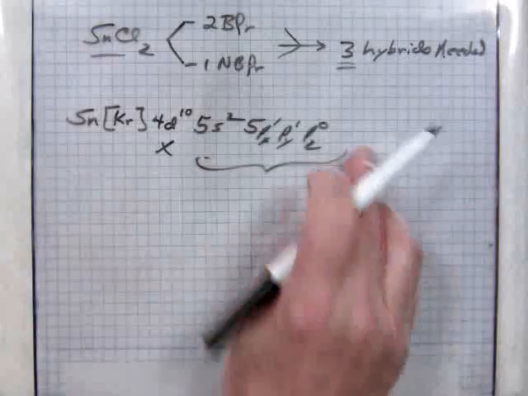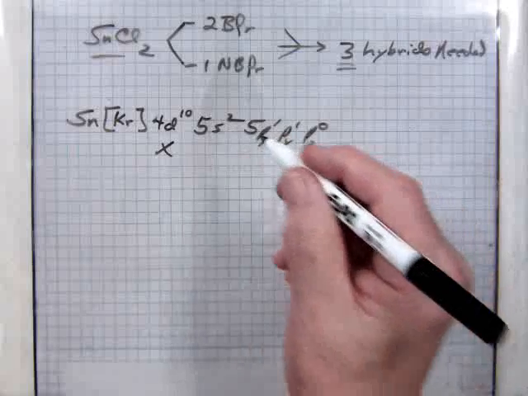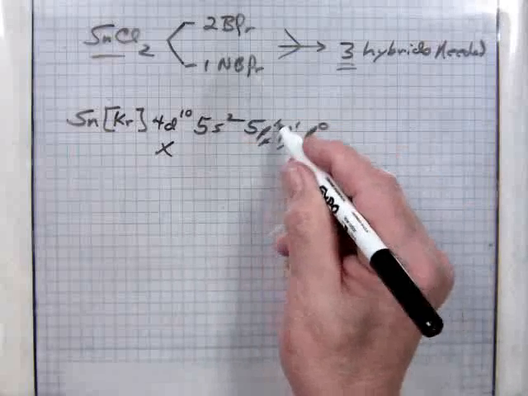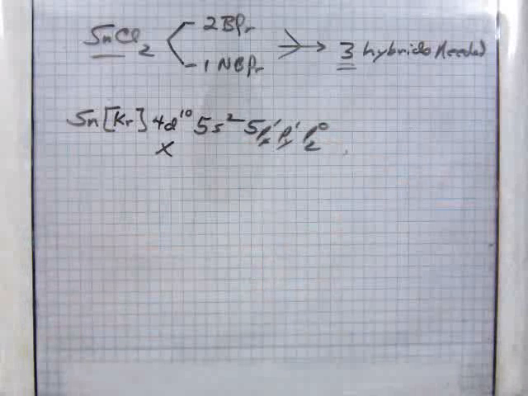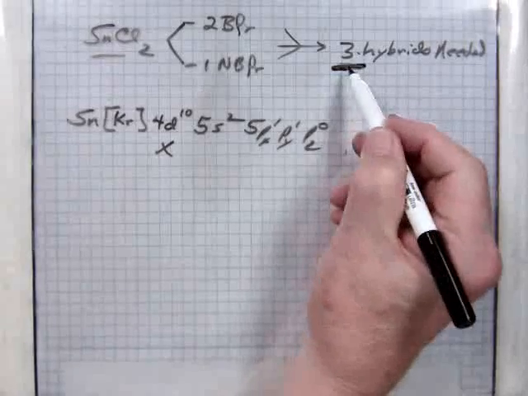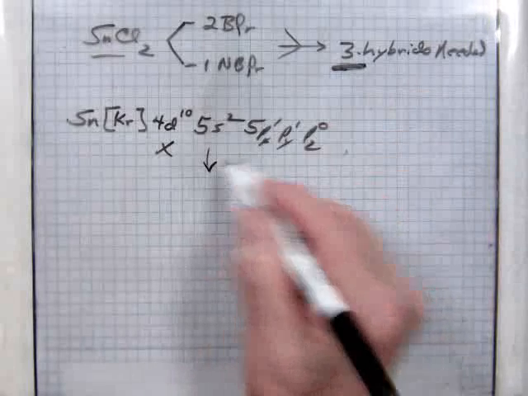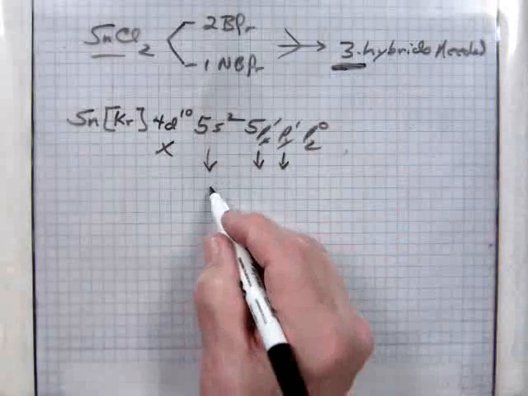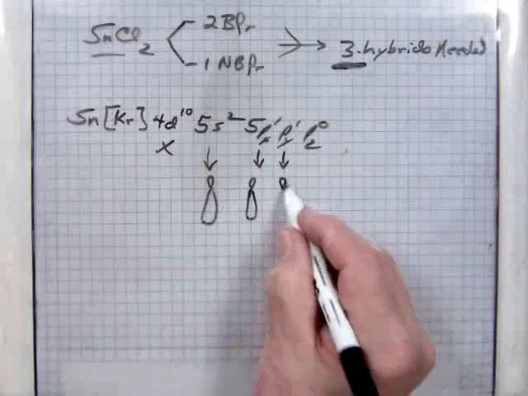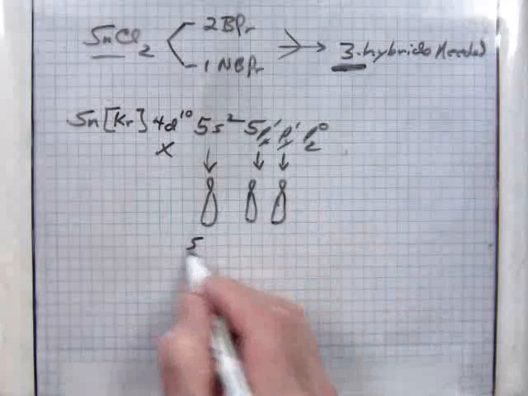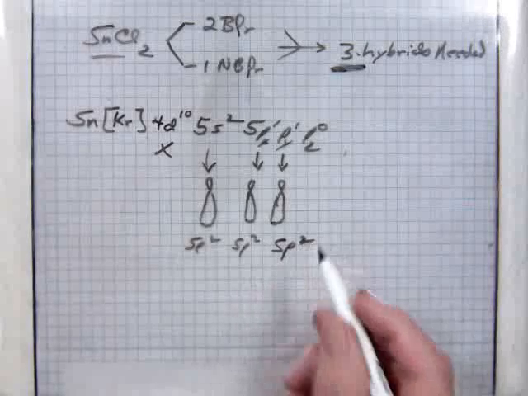So that's what I will do. I will take the 5s2 and the 5px1 and the 5py1, throw them in a blender and stir them up, and pour them out into 3 hybrids. And it took an S and 2 P's. So while they are poured out and they look like this, all of them are called sp2s, because I used an S and 2 P's in that.